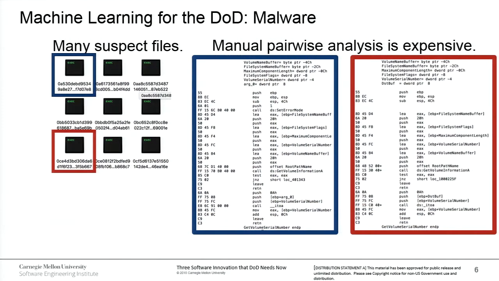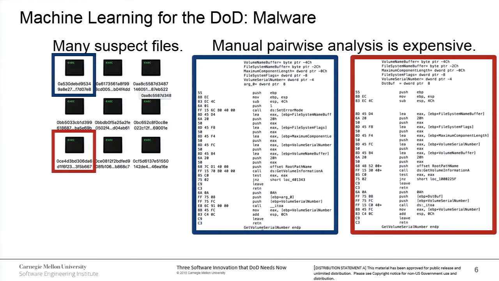One of the ways that we have applied this methodology at the SCI is with a product that we call malfaces. The problem that we're trying to solve here is, let's say that you're a malware reverse engineer, and what you're given is a pile of suspect files, and your task is to figure out which of these files are related to each other.